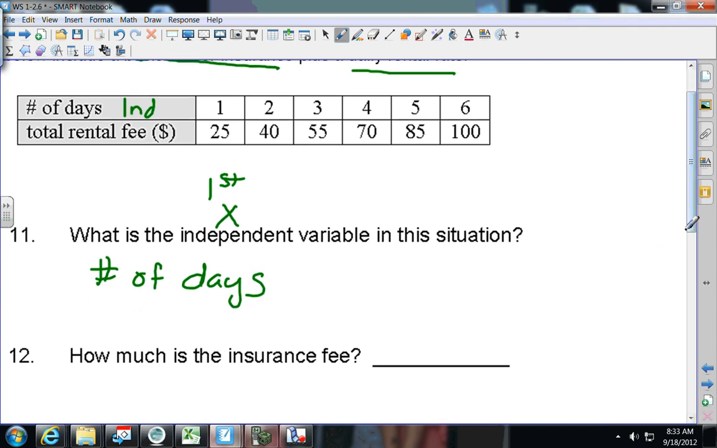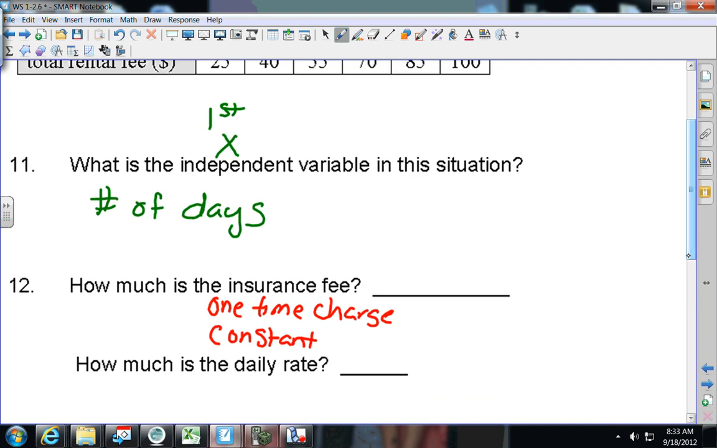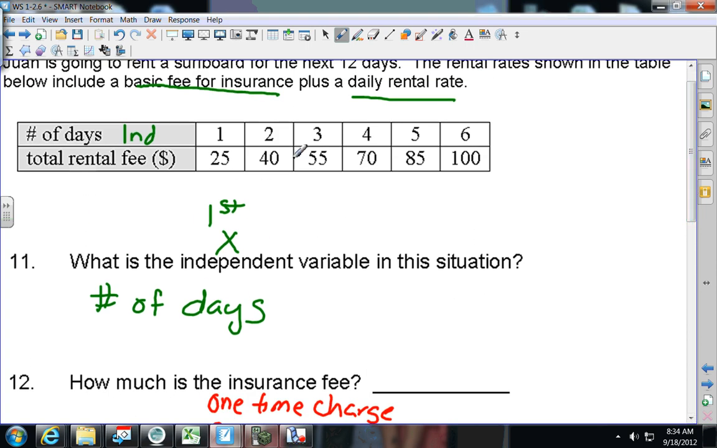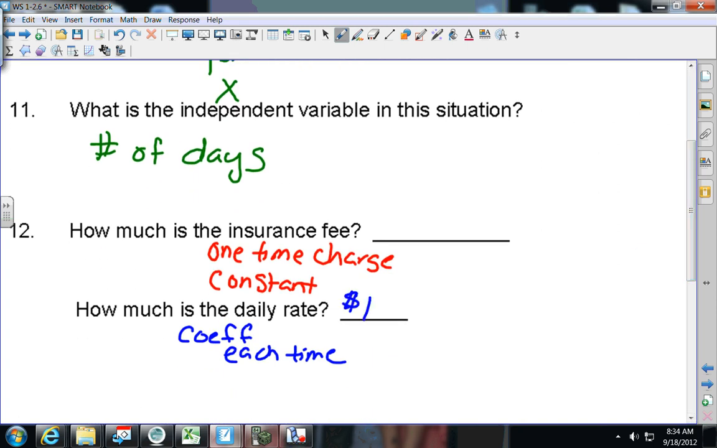Now, your insurance, it says how much is your insurance fee? Insurance fee is a one-time charge. So if it's a one-time charge, it's your constant. And the daily rate is your coefficient. It's what you pay each time. So what do you pay each day? This is increasing by 15, by 15, by 15. So my daily rate is $15.